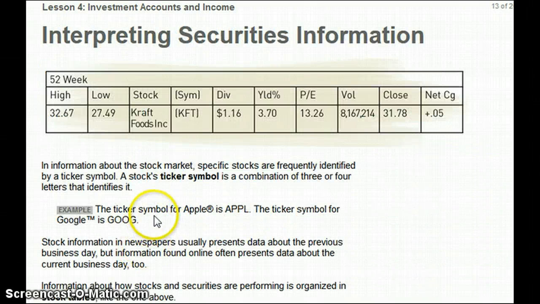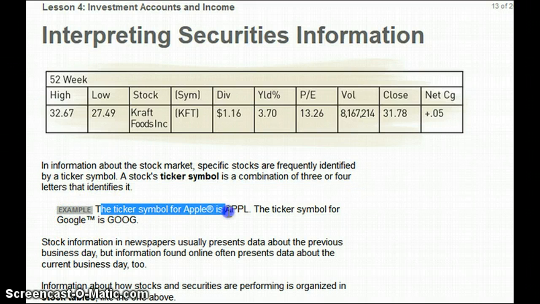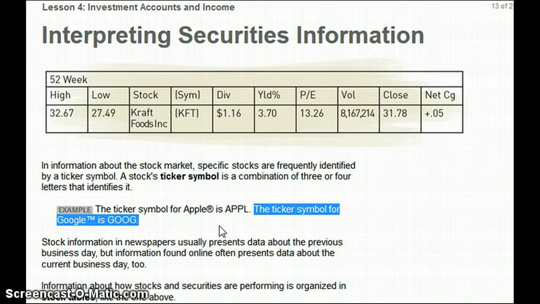Since there are so many companies with so many names, a stock has what's called a ticker symbol, which is a combination of 3 or 4 letters. The ticker symbol for Apple is AAPL. The ticker symbol for Google is GOOG. And that's how we can track our stocks.